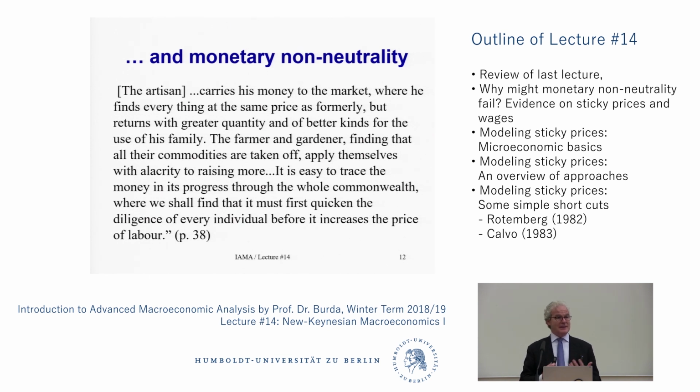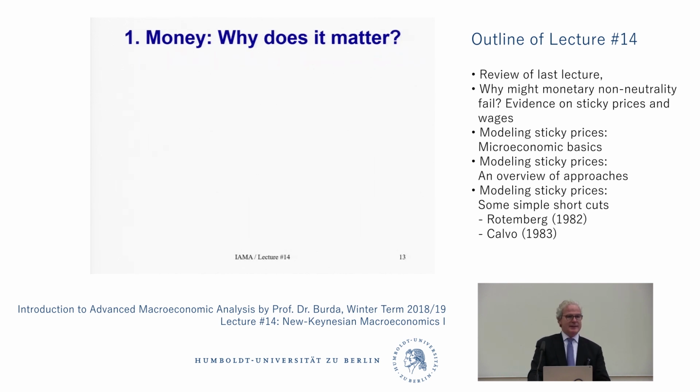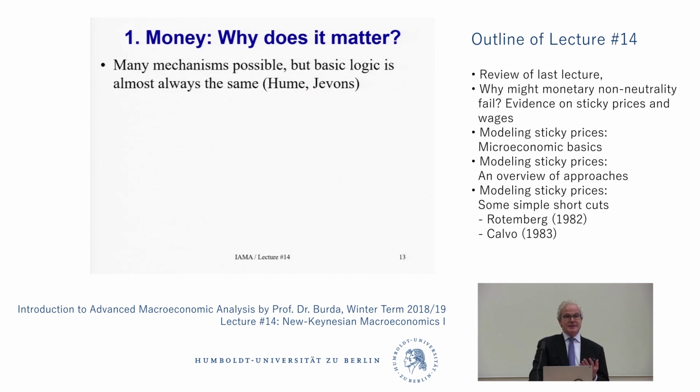Okay, this is a really deep thought. And if you think about it, 250 years later, we haven't gotten that much farther. We're using different types of gold, credit cards, money balances at a bank, but in the end, the same ideas hold that we're holding for Hume back in the 18th century. Okay, so why does money matter? The logic is pretty much the same. And it wasn't just Hume. Later on, Jevons would pick up on this, other people as well.